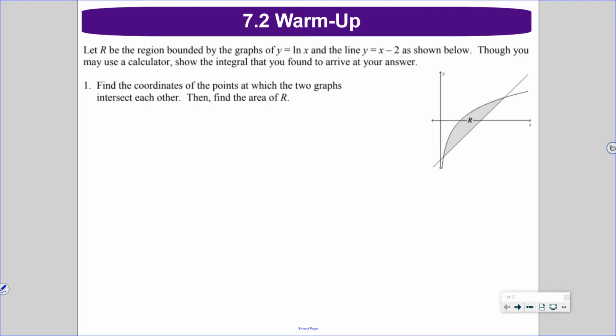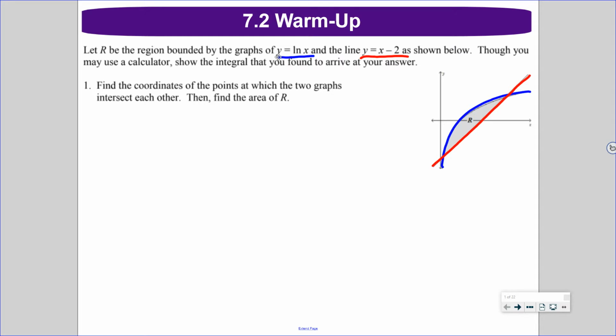So we have R, this region that's bounded by two graphs: y equals the natural log of x, that'd be this curve right here, and the line y equals x minus 2. Okay, so we have this region that's shaded in gray. It says, though you may use a calculator, and we're going to want to, show the interval that you found to arrive at your answer.